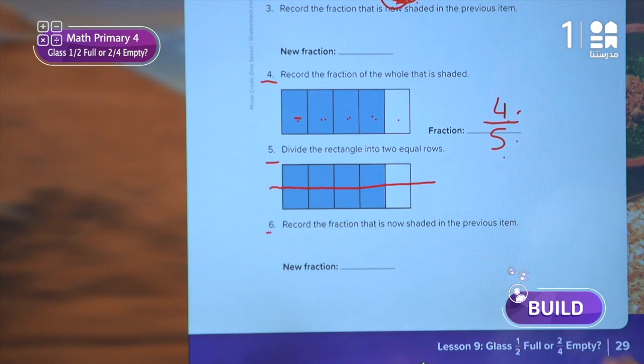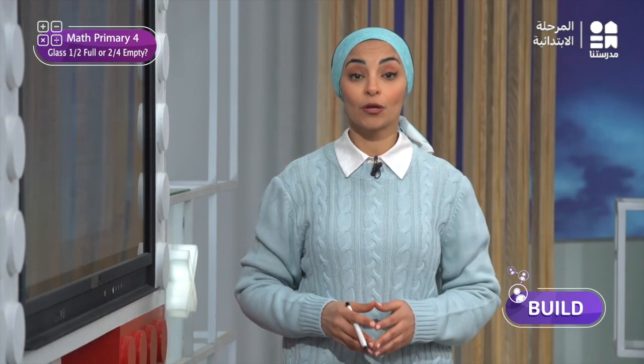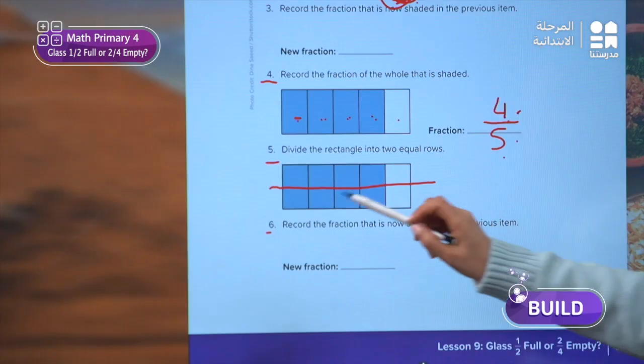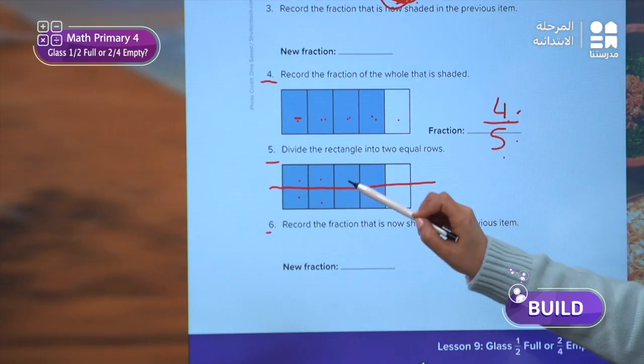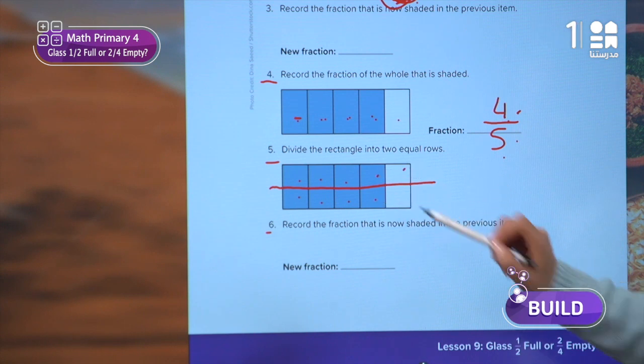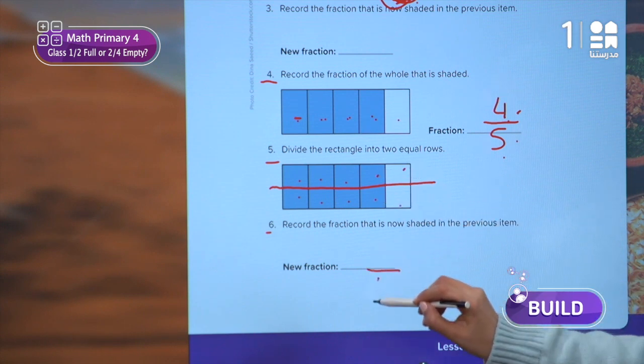Let's see what problem number 6 asks of me. Here he wants me to write a new fraction, after I drew the line to divide the model. The answer will be what? Let's count all the parts I have: 1, 2, 3, 4, 5, 6, 7, 8, 9 and 10. So my denominator is 10.